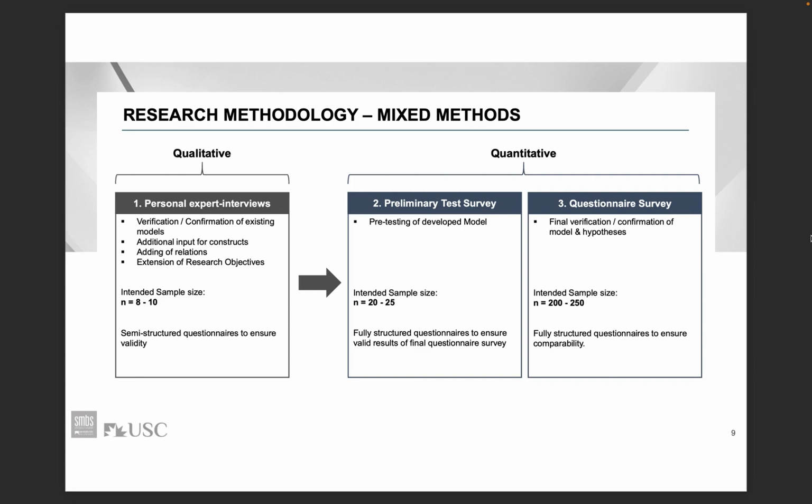Second is quantitative, basically a preliminary test in order to make the pre-test and make sure everything works as expected before I come to the final questionnaire survey. And the idea is basically to finally verify and confirm the model and hypotheses. And I have here an intended sample size of 200 to 250 with a fully structured questionnaire to ensure comparability as well.